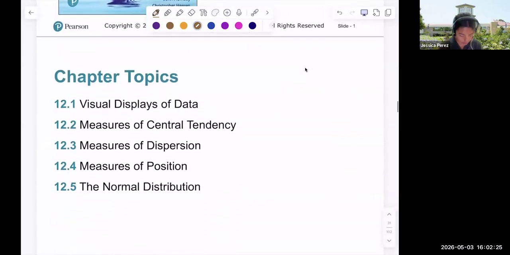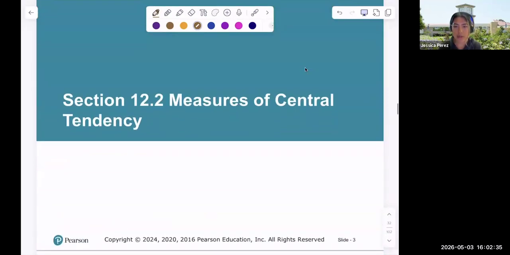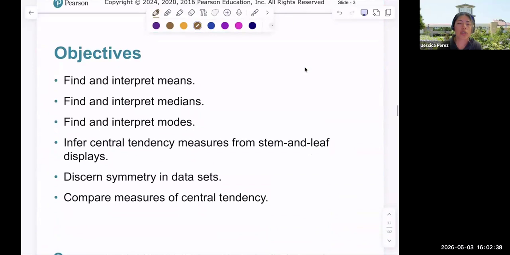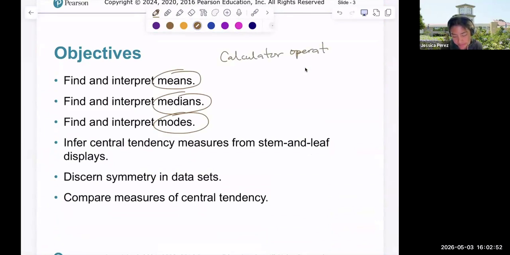Section 12.2 discusses measures of central tendency. This is where we're going to see the mean, the median, and different types of things that you've kind of worked with already. The objectives of this lesson are to find and interpret means. These types are very easy, very simple. There's also a lot of calculator operations that can be done.